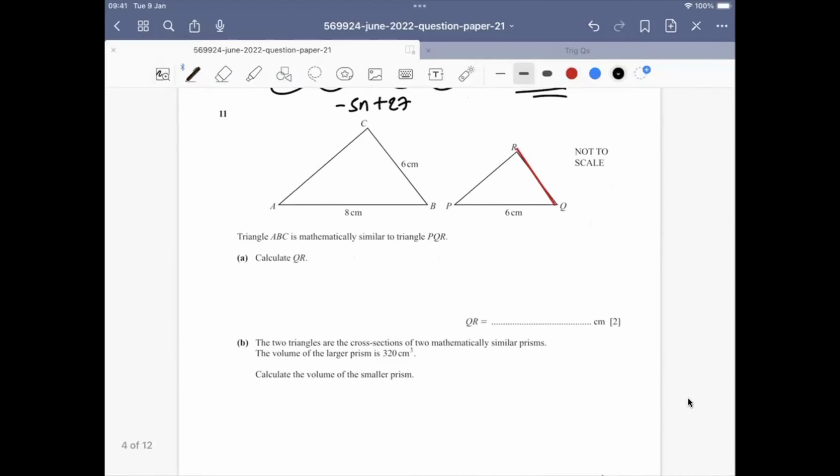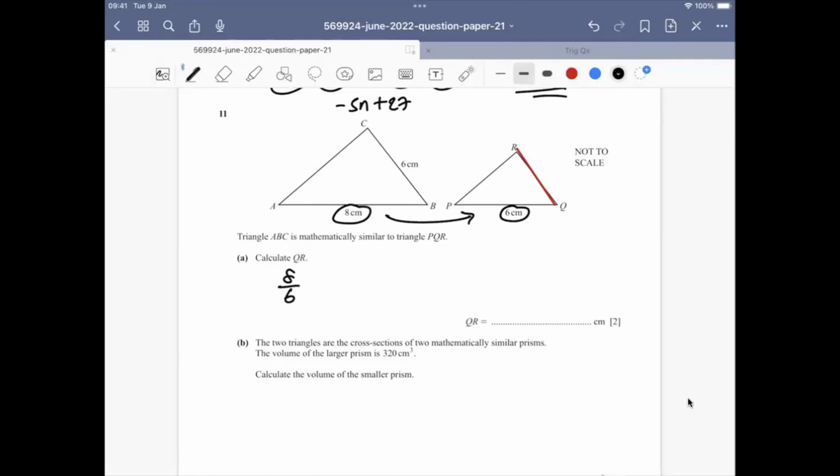And these two triangles are mathematically similar, which means that the corresponding angles are equal and the corresponding sides are in the same ratio. So let's work out how we convert between our big triangle and our small triangle. And by that, I mean, let's work out what the scale factor difference is.